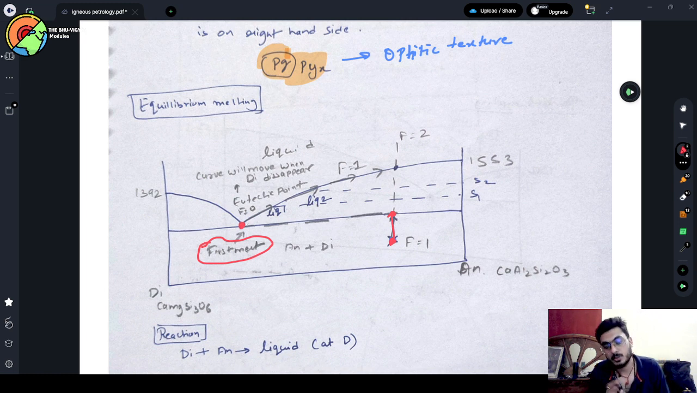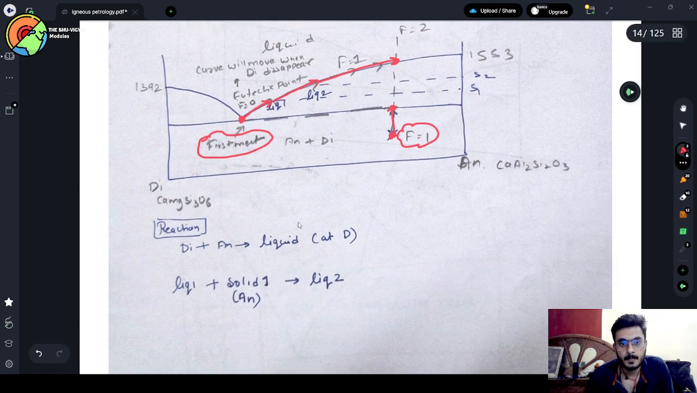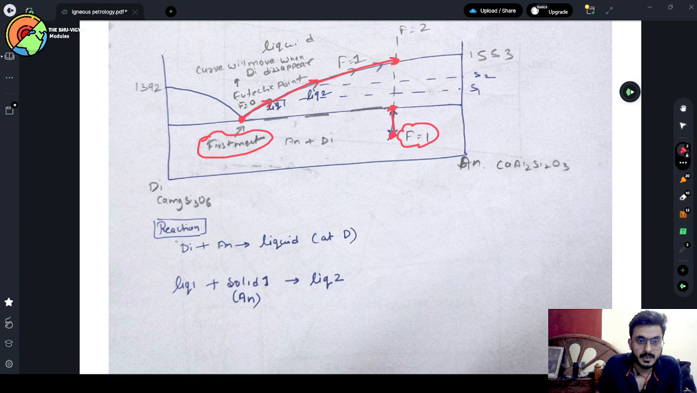Then depending upon the composition, if the initial composition of the rock is rich in anorthite, this curve will move toward the anorthite direction. So we'll get liquid 1 here, then liquid 2 here, and like this we will move up to this point, where the bulk composition of the solid is equal to the bulk composition of the liquid. So both should be equal in this case. The reaction here will be diopside and anorthite giving liquid at point D.